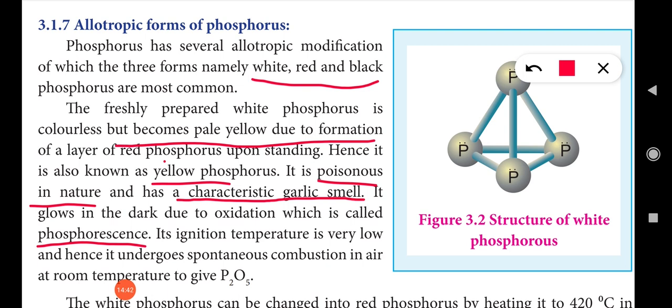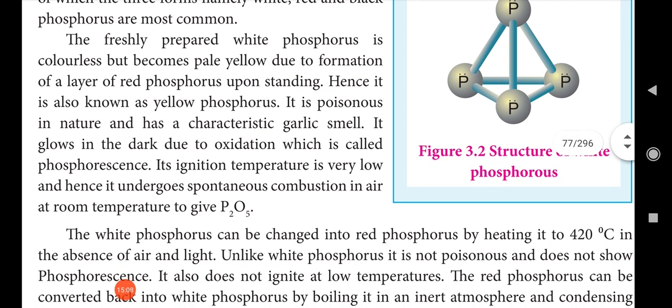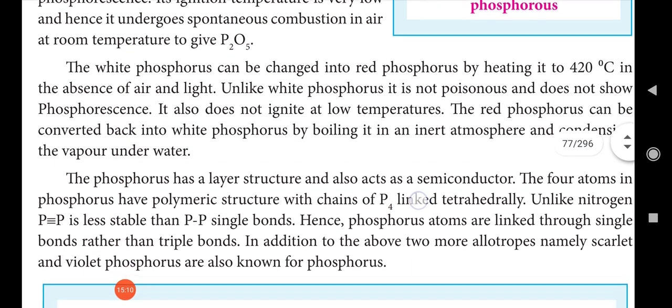Its ignition temperature is very low and hence it undergoes spontaneous combustion. What does spontaneous mean? By itself. It starts the combustion process, that is, it starts to burn due to its low ignition temperature, in air at room temperature to give phosphorus pentoxide. That's all about white phosphorus.